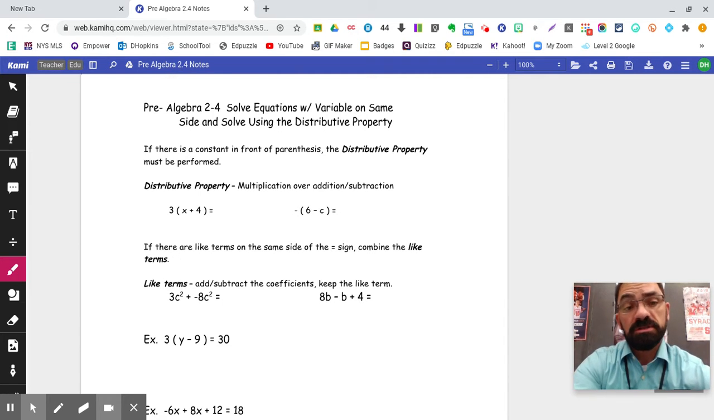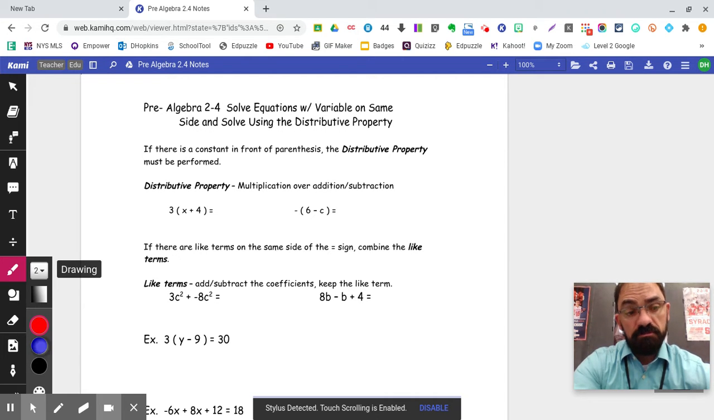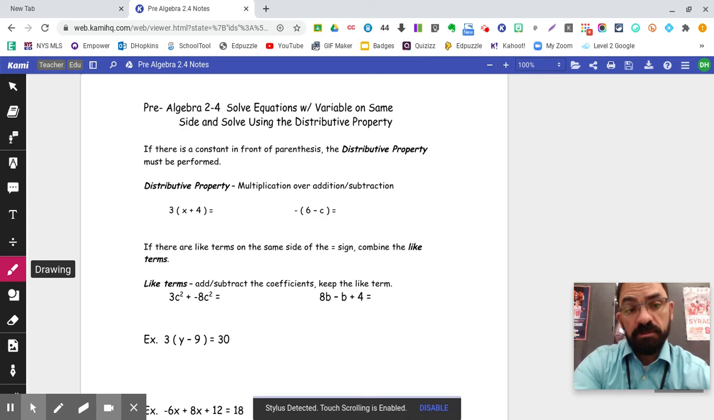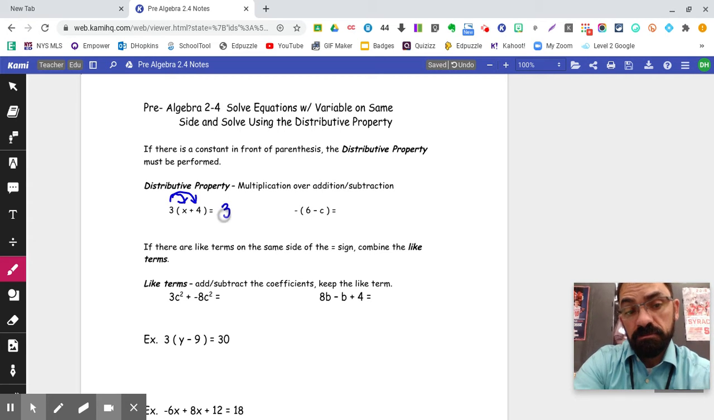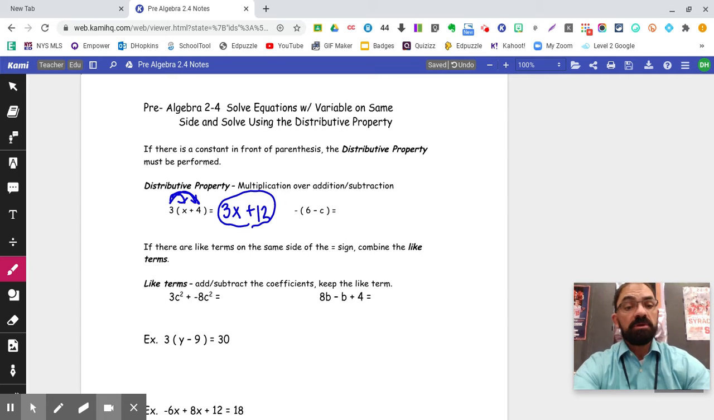So here we go. Let's distribute this. Let's get my blue pen going. So I want to take that 3 and I want to multiply it to everything inside the set of parentheses. So 3 times x, 3x, and 3 times 4 is 12. That is the distributive property. Let's go one more time.